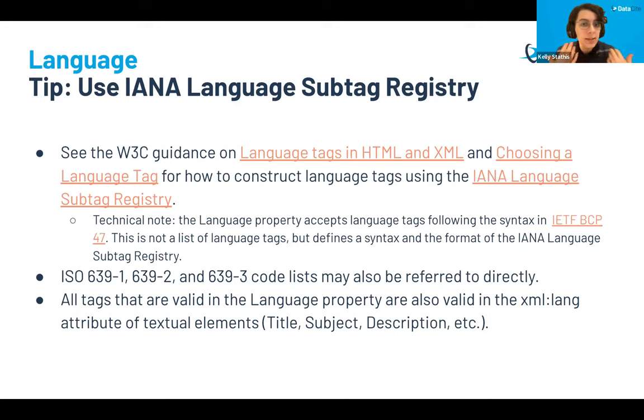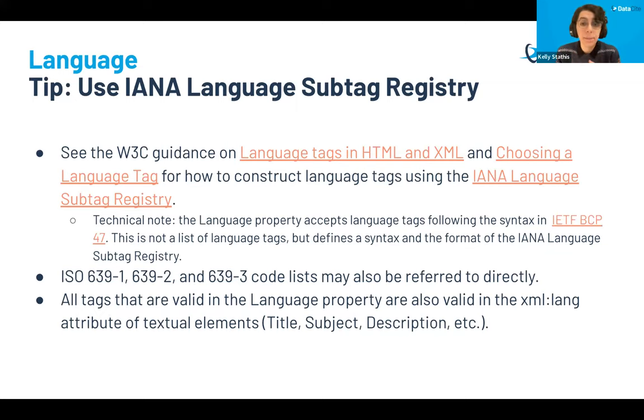Because these tags are all valid according to the XML language type, they're all accepted in the DataCite metadata schema. And this is true both for the language property itself, which is what I showed on the previous slide, as well as various places where you can include an XML lang attribute on a property. So for example, if you're indicating the language of a title.